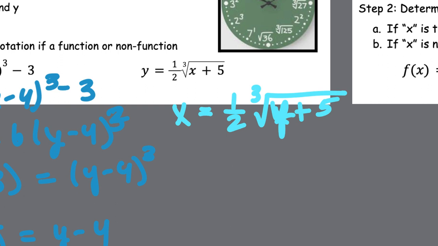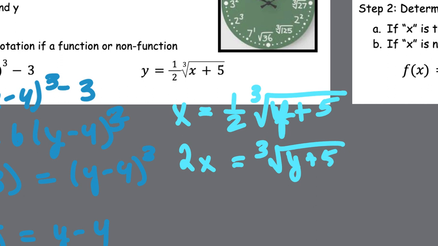When you look at this, there's not a whole lot going on. Starting on the outside, we've got 1/2. How do we take 1/2 and turn it into a 1? So I got 2x equals the cube root of y plus 5. Our cubic and cube root, nope. Our cube root is by itself. How do I make a cube root go away?